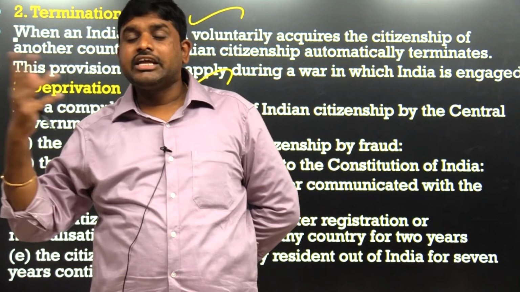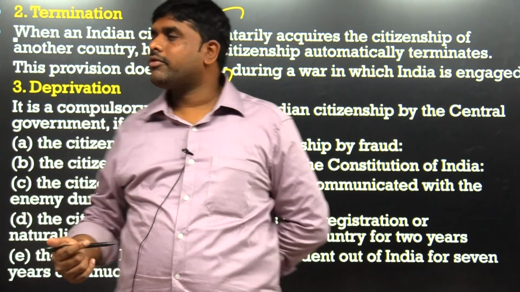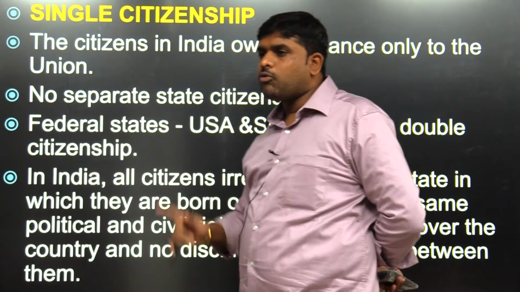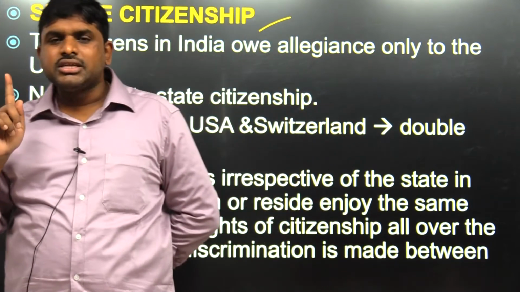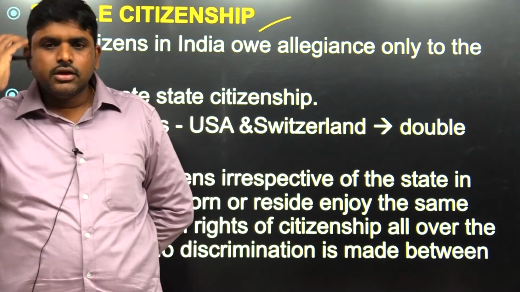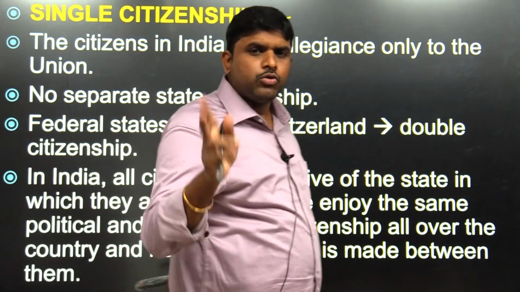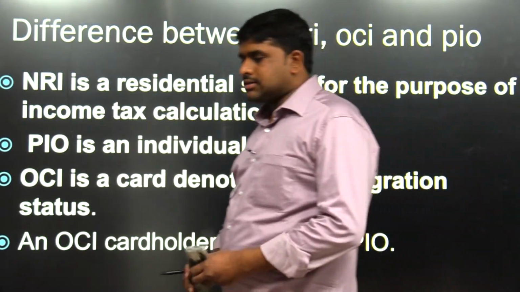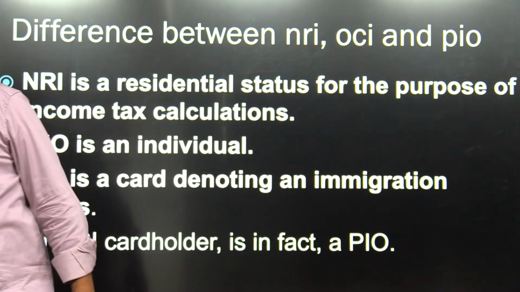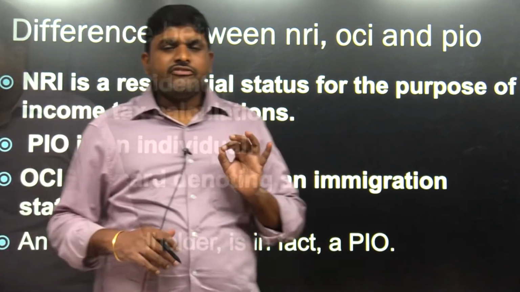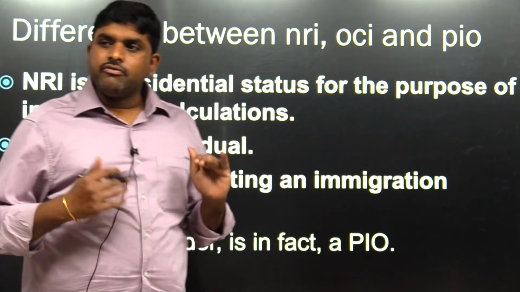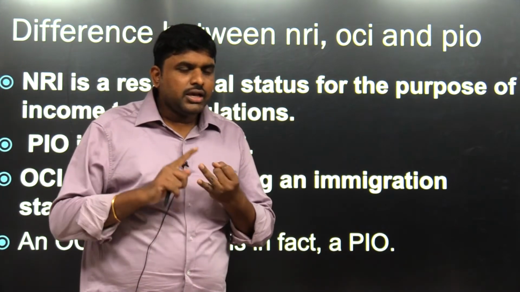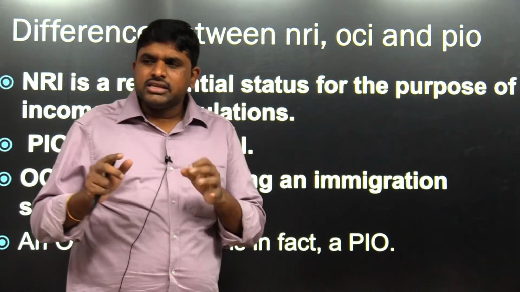Renunciation, termination and deprivation. India has a single citizenship. We have only one citizenship, whereas in America and Canada there is dual citizenship. Two citizenships cannot be there in India. Very, very important, listen to this. People are confused about the difference between NRI, OCI and PIO. This is a very big topic, we will continue in the next class. Just an overview.